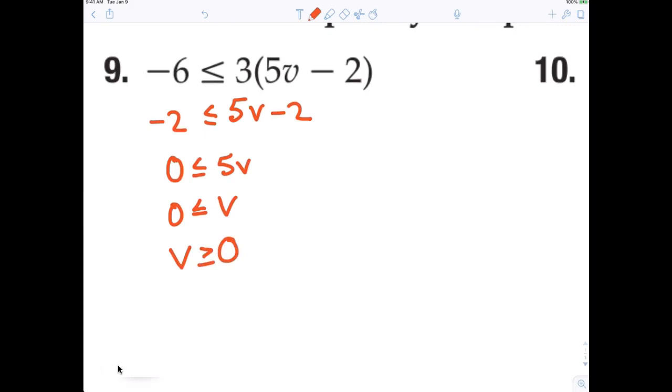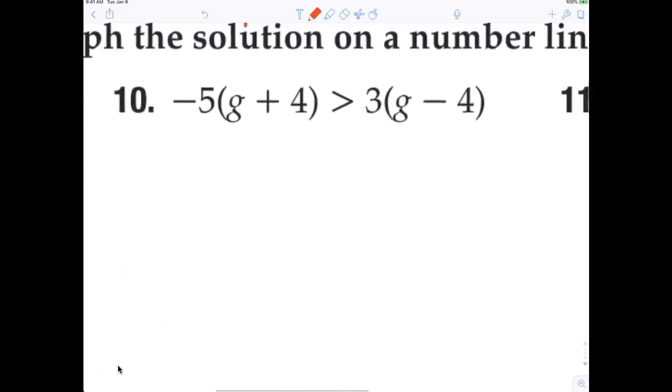Is everybody happy with that explanation? Is everybody agreeing with me? And now if v is greater than or equal to 0, I'm going from 0 to infinity. 0 to infinity. Do you agree with that or not, guys? Everybody good? Is that good? Yeah. All right, come on. Let's check out number 10.